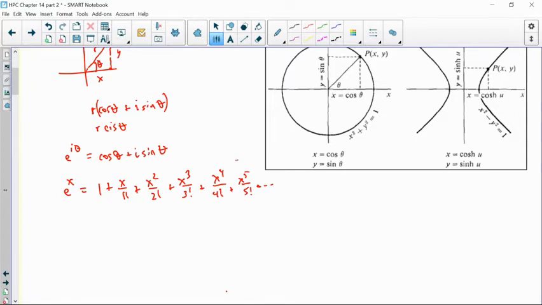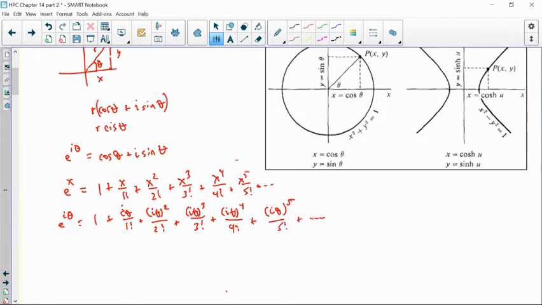So now let's substitute i theta. So e to the i theta is equal to 1 plus i theta over 1 factorial plus i theta squared over 2 factorial plus i theta cubed over 3 factorial plus i theta to the fourth power over 4 factorial plus i theta to the fifth power over 5 factorial. So it keeps on going.